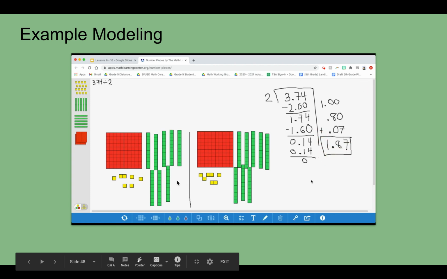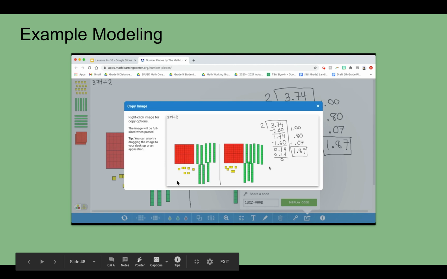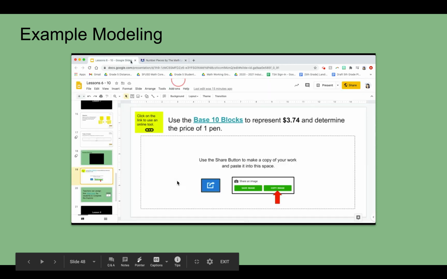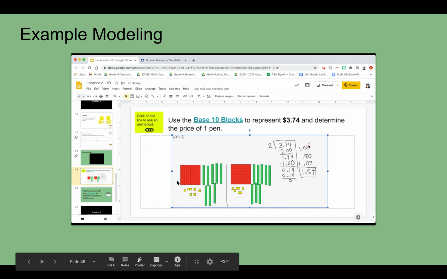So now what I can do is click on the share button below. I'm going to click on copy image. Here is all the work that I've done. I'm going to right click and then select copy image again. I will go back to the slideshow, and here I will right click and then select paste. When I have my work, I can resize it just by dragging the corners, and I can move it wherever I want this to be.